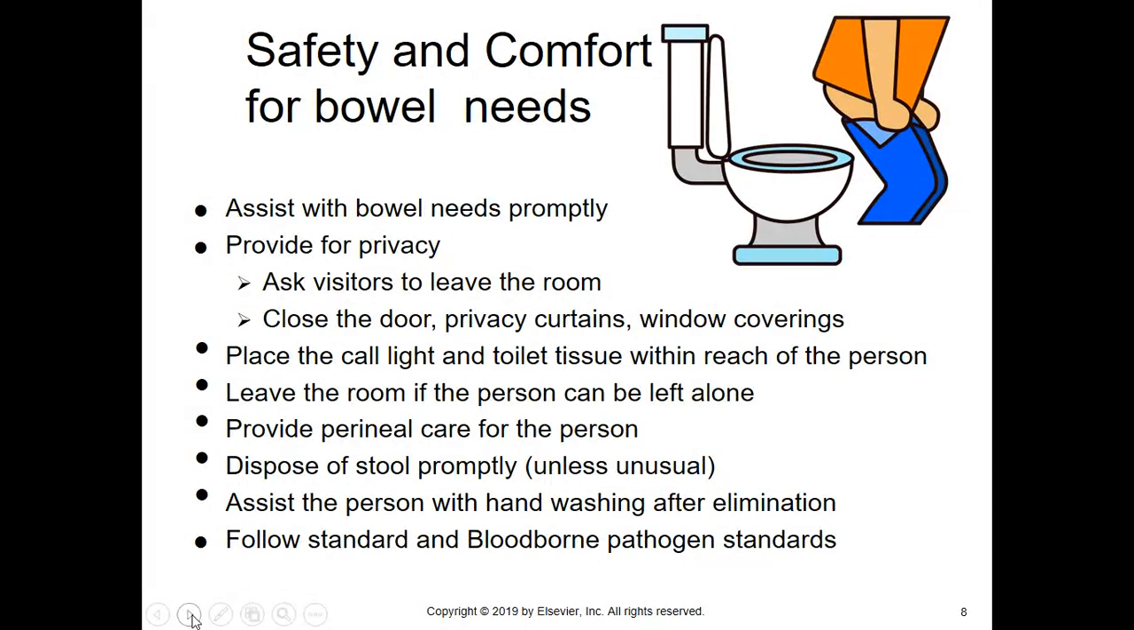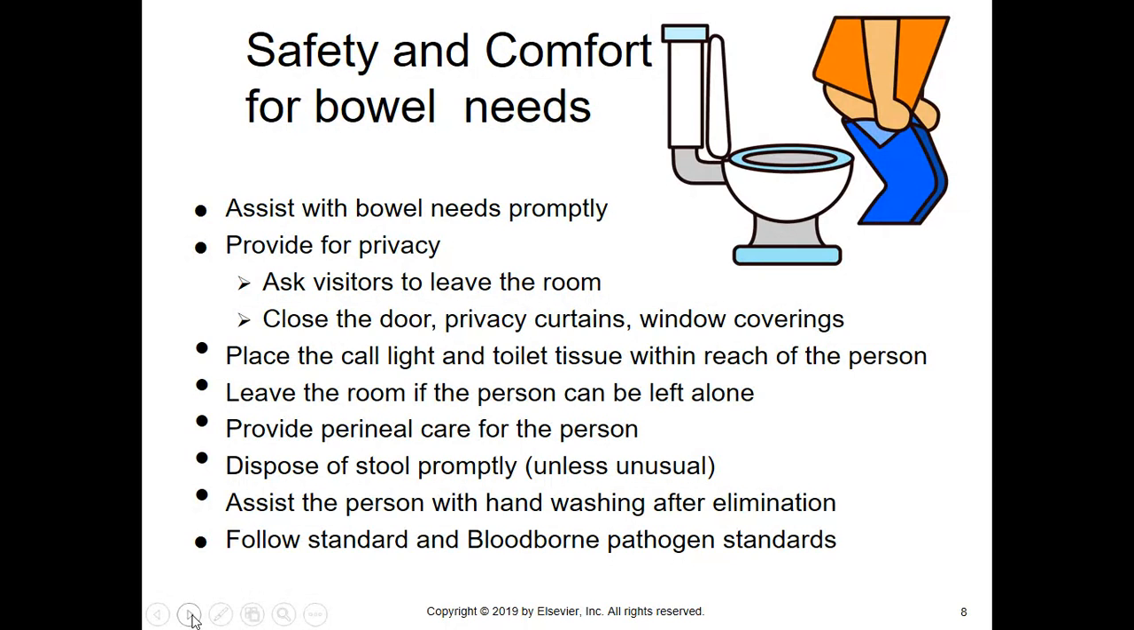So that was all covered, like the diets and the drinking of water, and exercise and activity, all on page 322 of your book. Make sure you know on page 322, box 22.1, the blue box about safety and comfort for bowel needs, what you should do to help your person and how you can provide safety for them. Assist with bowel needs promptly. If they put the call light on and they need to get to the bathroom, they need to have a bowel movement, you need to help them in a timely manner.